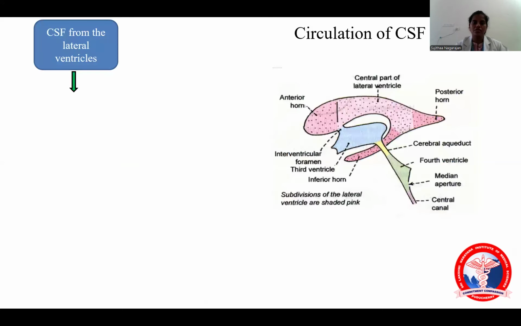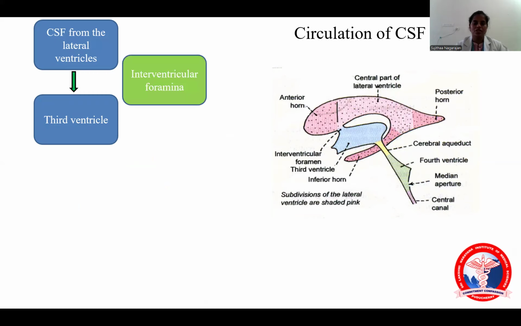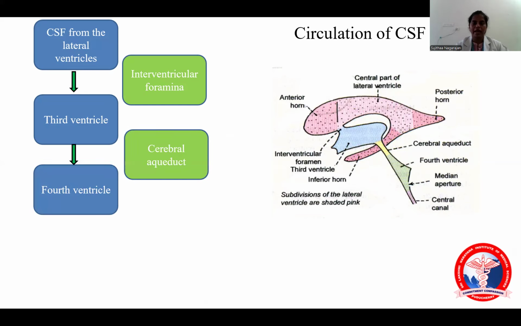Now let's see about the circulation of CSF. How CSF from the lateral ventricles is carried to the other ventricles, we shall see. CSF from the lateral ventricle is carried to the third ventricle via the interventricular foramen, which is the interventricular foramen of Monro. From the third ventricle, it's carried to the fourth ventricle through the cerebral aqueduct. From the fourth ventricle, it is carried to the subarachnoid space or the central canal.